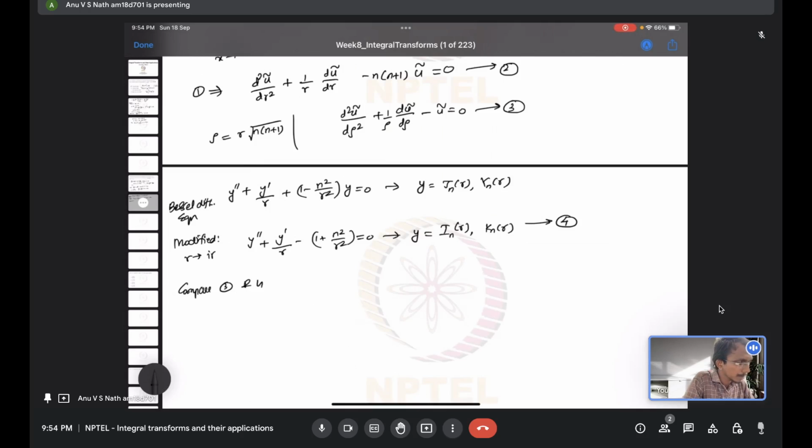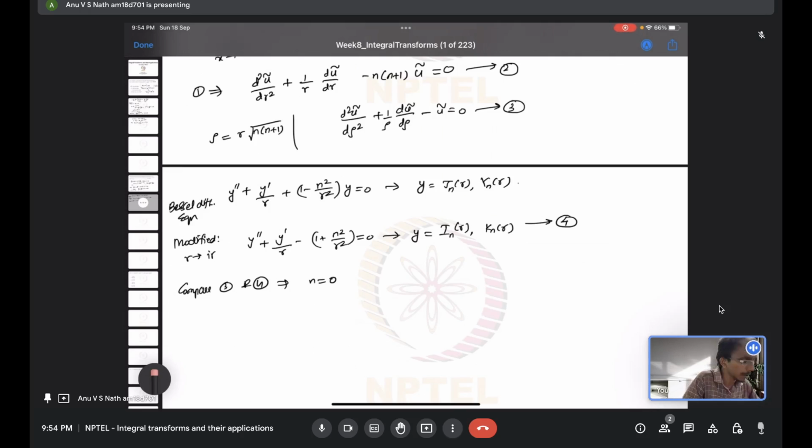3 and 4. You will find that the variables are now different. So u tilde is equivalent to y, and rho is equivalent to r when you compare 3 and 4. Still, the form of the equation is the same, just that you will find when n is 0 they are matching. But this will not happen if you compare this particular equation with 3. That's why we need the modified version of the Bessel equation. It's not the normal Bessel equation, it's just the modified version of the Bessel equation.